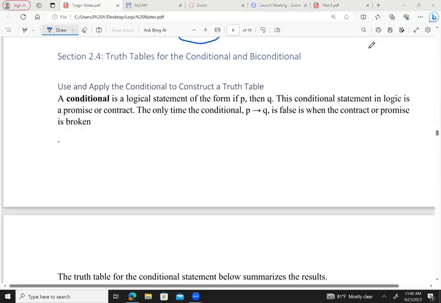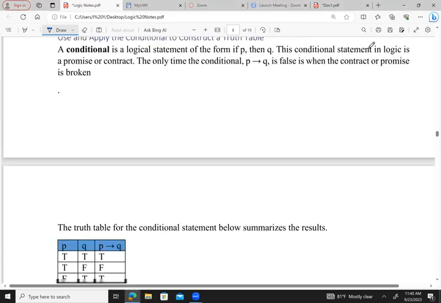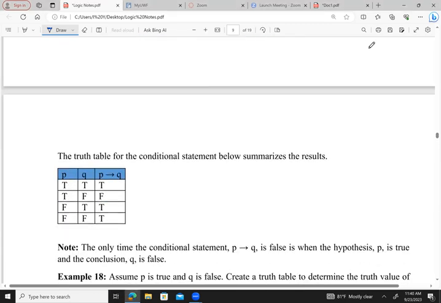Today we're going to look at section 2.4, truth tables for the conditional and biconditional. A conditional is a logical statement of the form if P then Q. This conditional statement in logic is a promise or contract. The only time a conditional statement if P then Q is false is when the contract or promise is broken. The truth table for a conditional statement below summarizes the results.